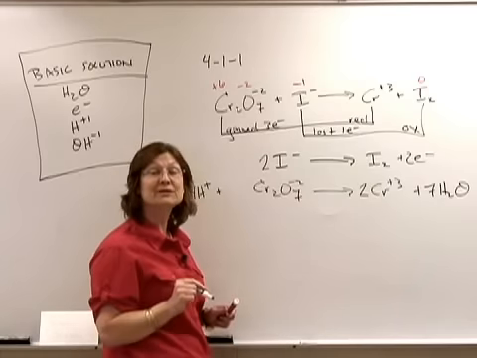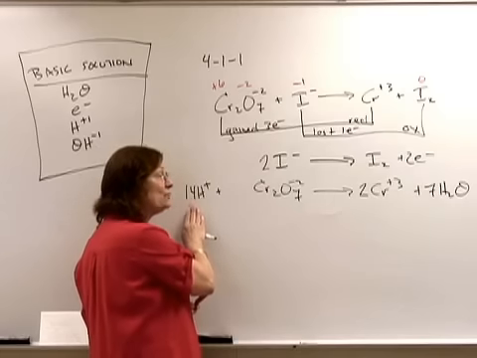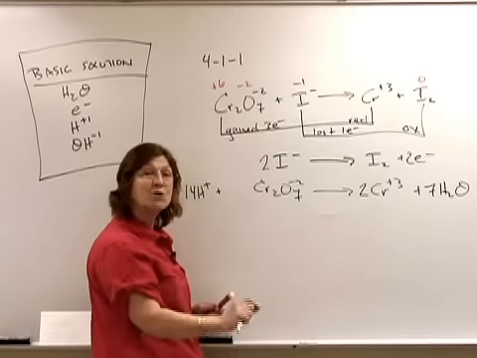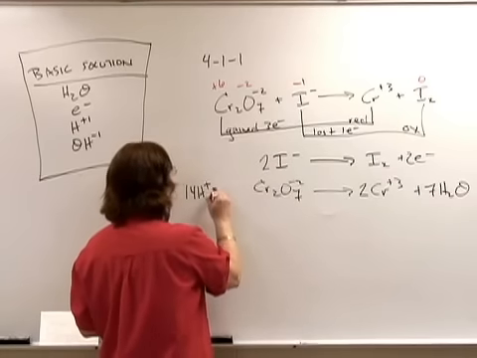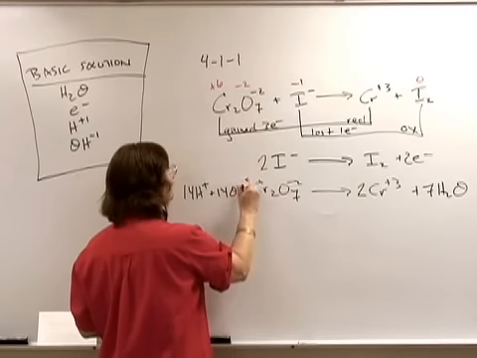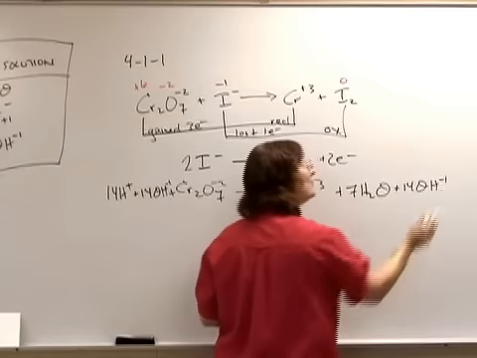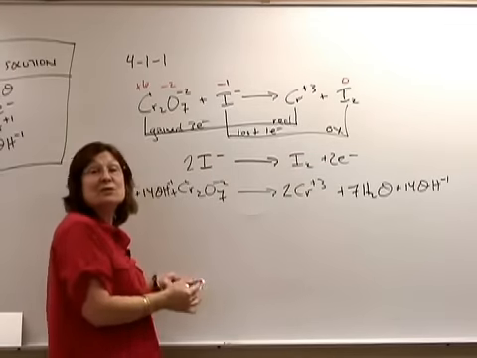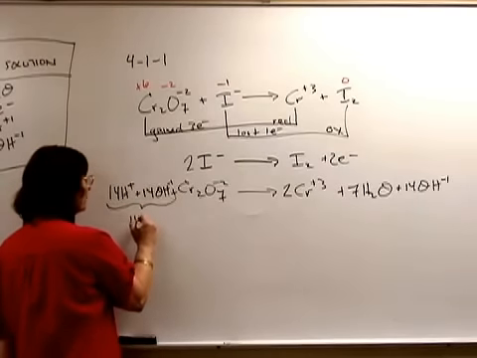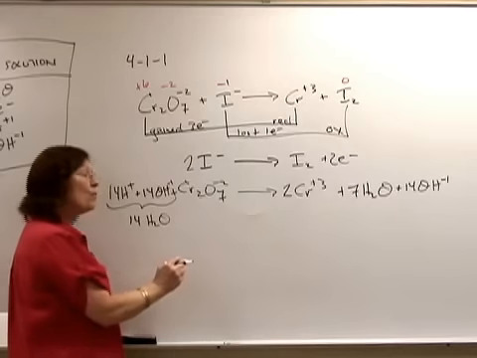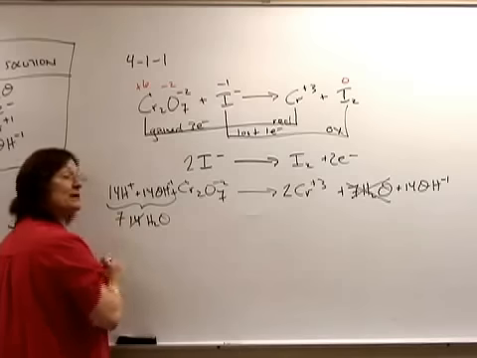Now here comes the difference. However many hydrogens that I add, I must add an equal number of hydroxides to both sides of the equation. Therefore, I'm going to have 14 hydroxides here and 14 hydroxides here. Because as you know in math, whatever I do to one side of the equation, I must do to the other. And my hydrogens and my hydroxides become 14 waters. Well, 7 of these waters will cancel with 7 here, leaving me 7 waters.